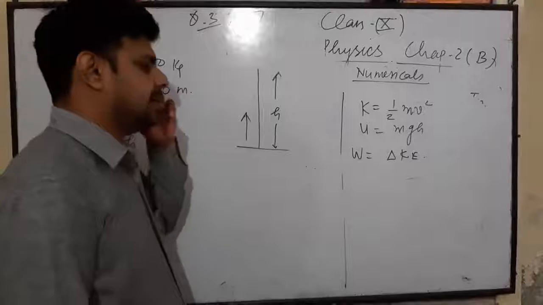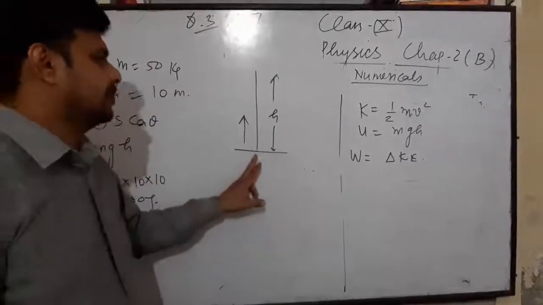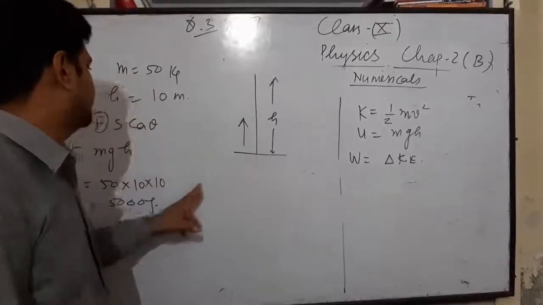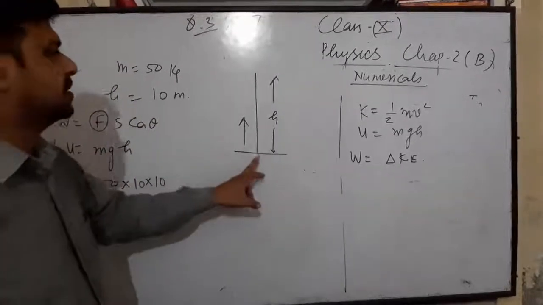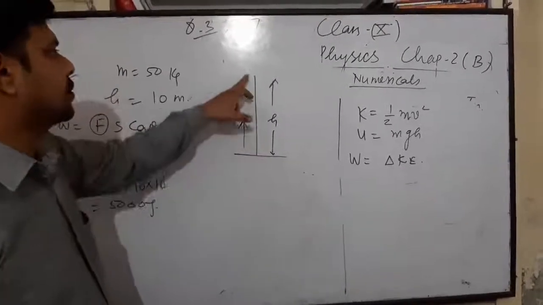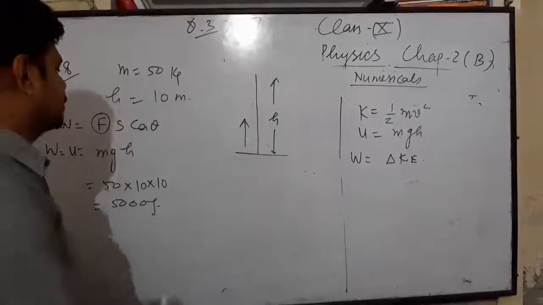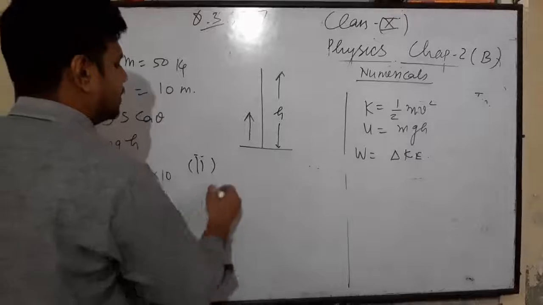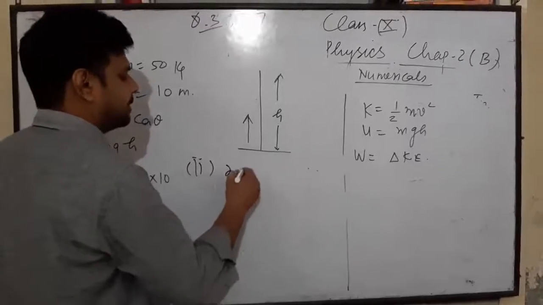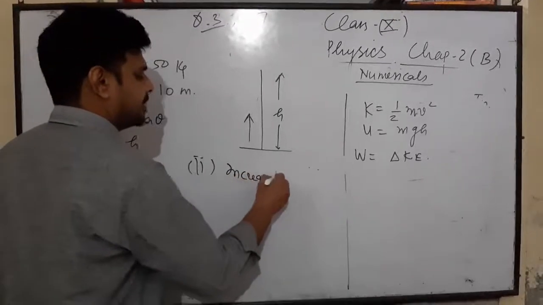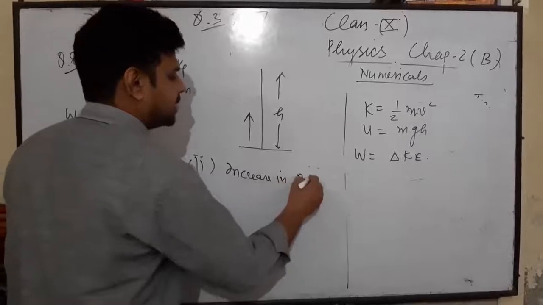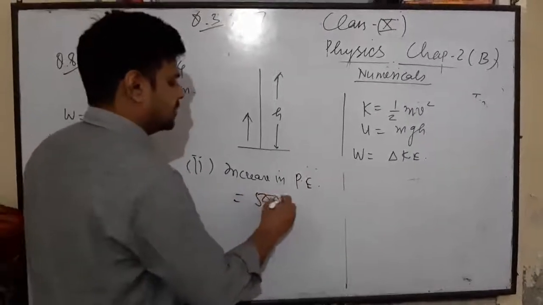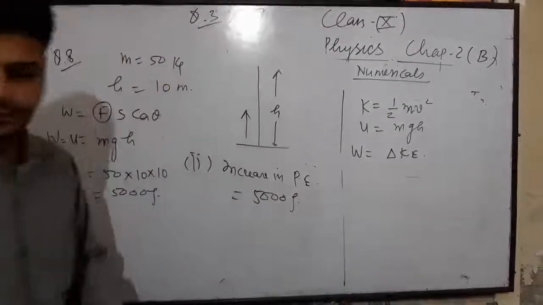And we have to find also the increase in its potential energy. Let initially the man be on the ground, so potential energy on the ground will be 0 because h is 0. Now at the top the potential energy is this. So that was the first part. Second part, the increase in potential energy is equal to 5000 joule.